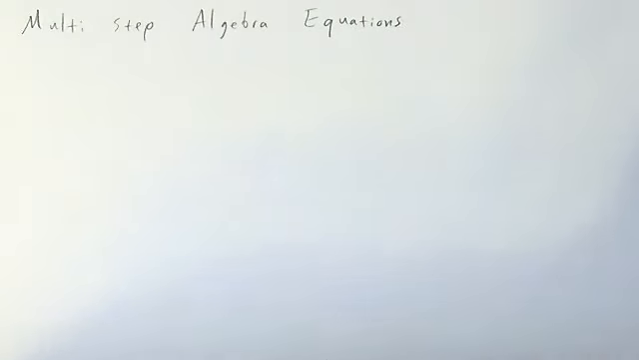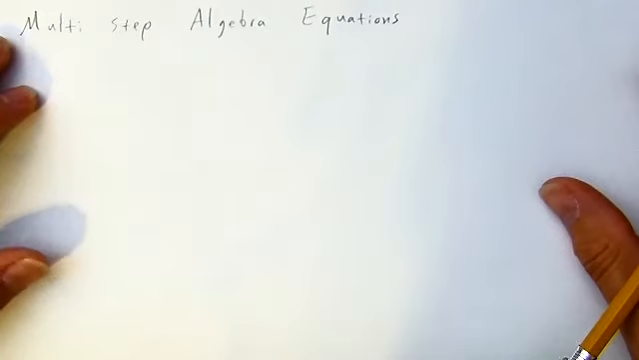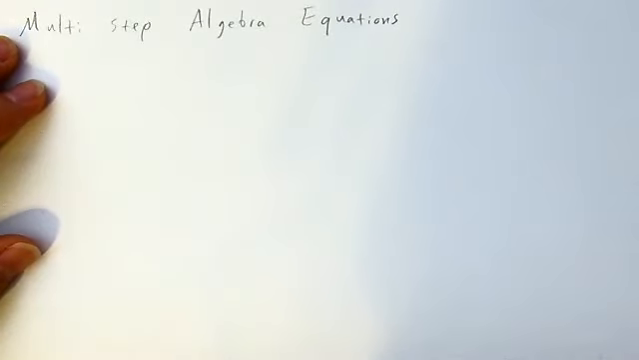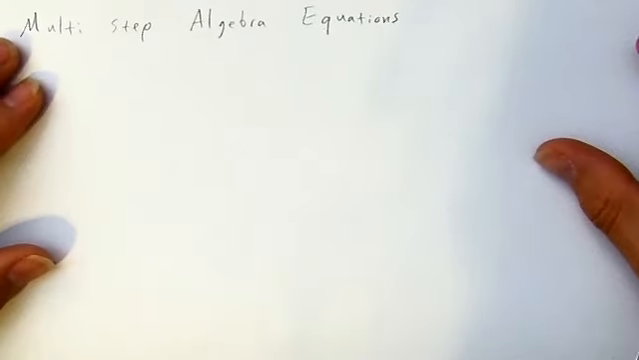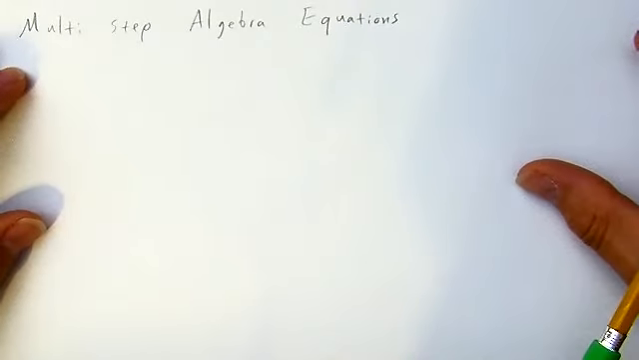Multi-step algebra equations. So these can come in all different sorts of varieties. I'm going to try to cover every variety that I know that normally appears on the GED. So there might be something that I miss, but the steps are still the same. So once you learn the steps, you can figure it out.